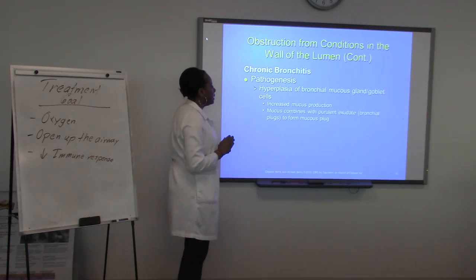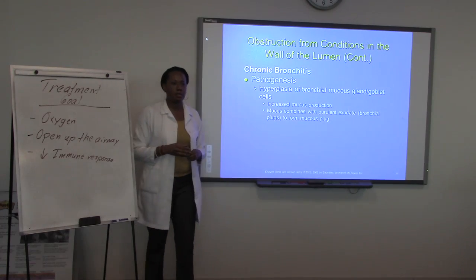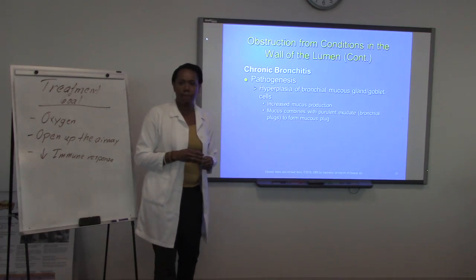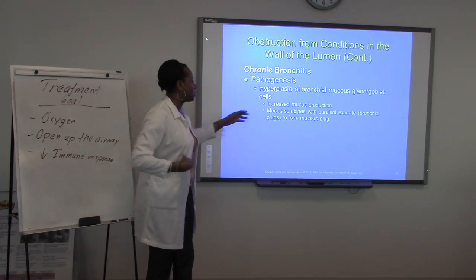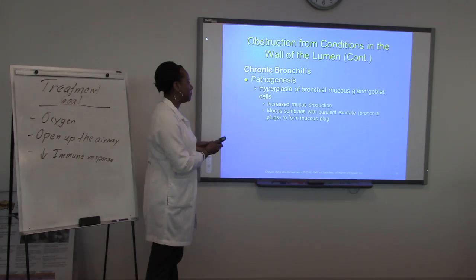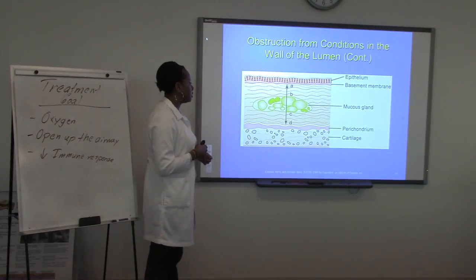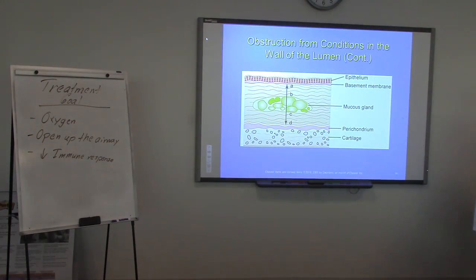They will also have hyperplasia of mucus gland cells, just like asthma. Remember how we talked about asthma having excess mucus secretion? Same thing here with chronic bronchitis. They do have that mucus plug in the airway. And that's just a picture. This is a normal picture of a mucus gland. Not a big deal.